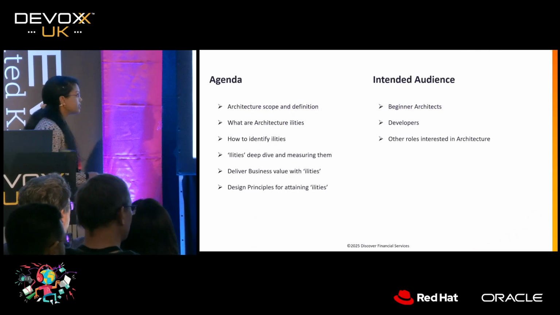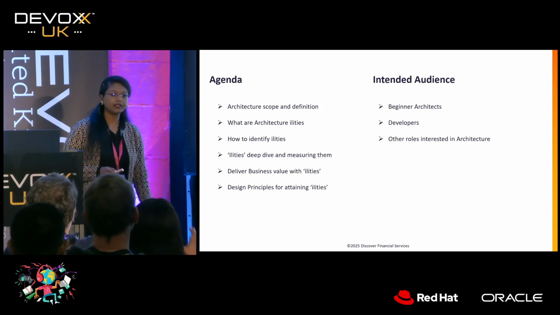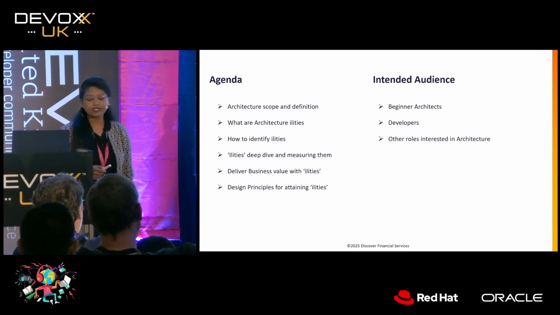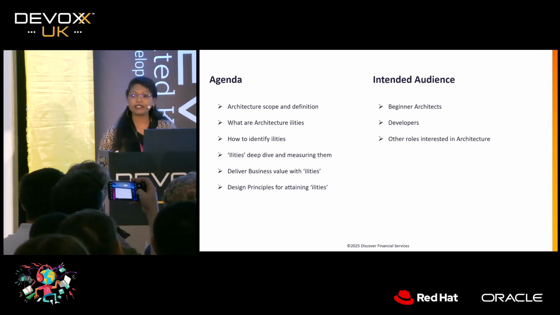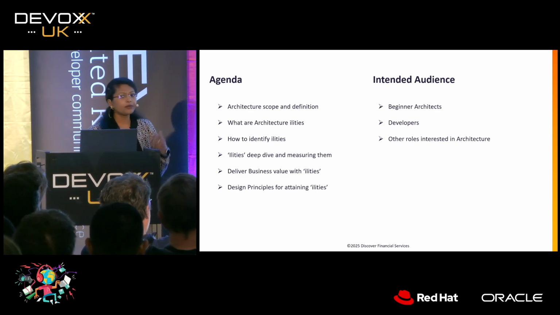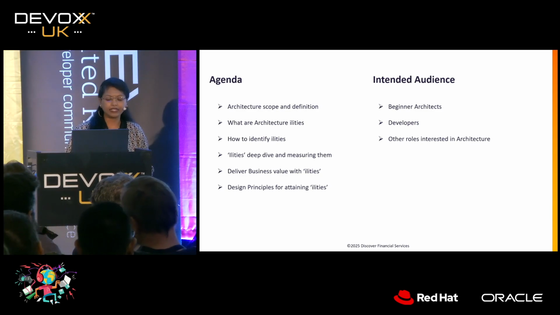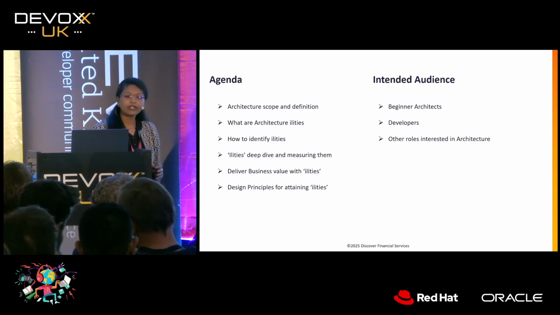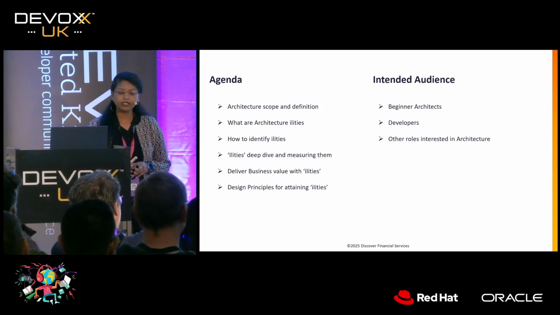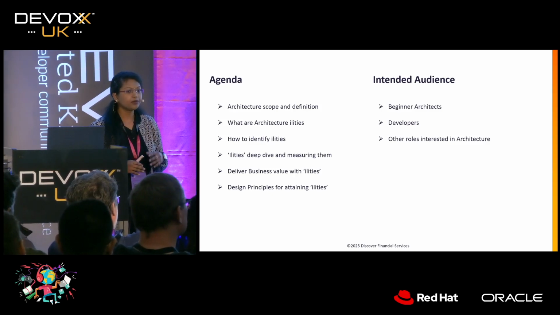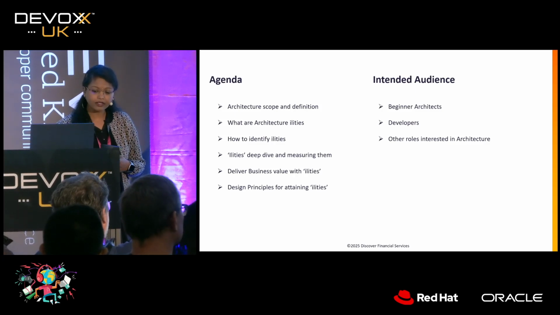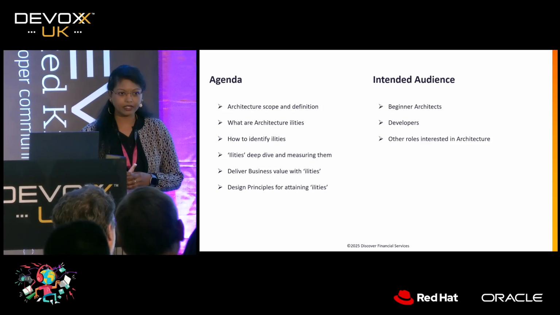So this is our agenda. We'll start with architecture, the scope of architecture, and formal definition, and then we'll start looking into what are ilities, how do they help us, and how do we even identify, where do we get started in identifying the ilities. And then we'll start unpacking some of the ilities. We'll deep dive, learn more about them, as well as check how do we evaluate and make some trade-offs, and how do they help in delivering the business value.